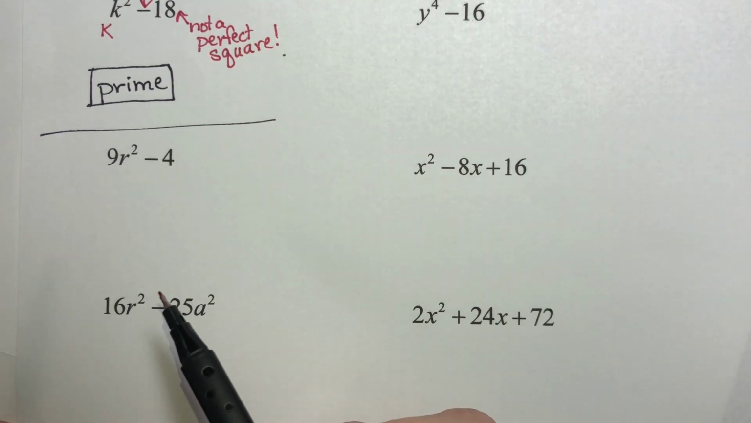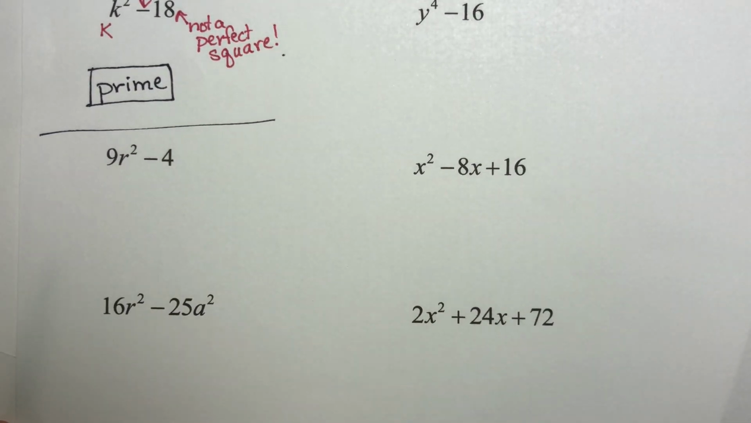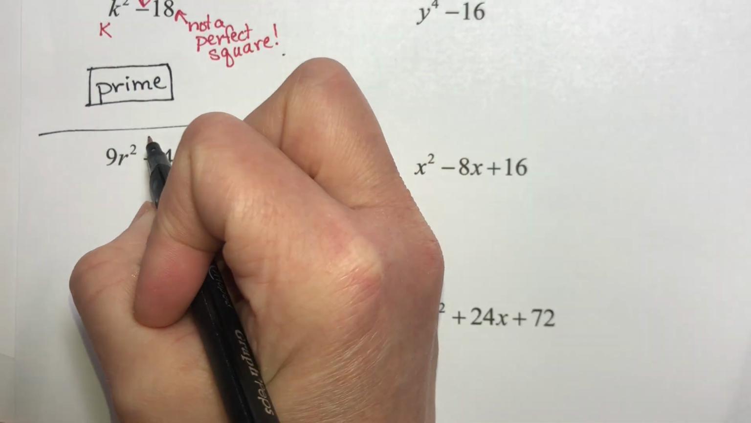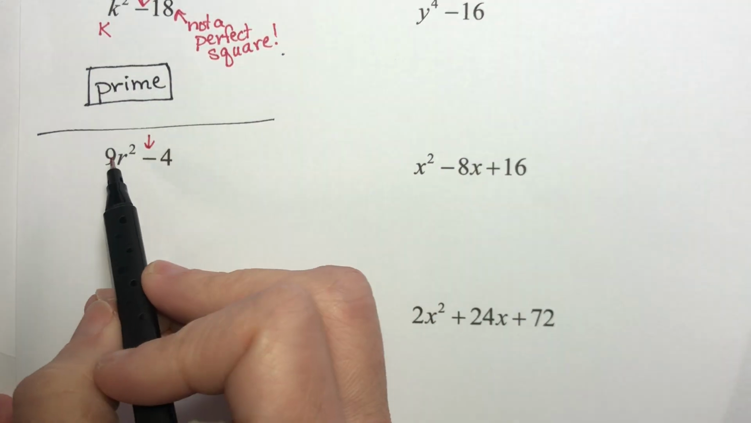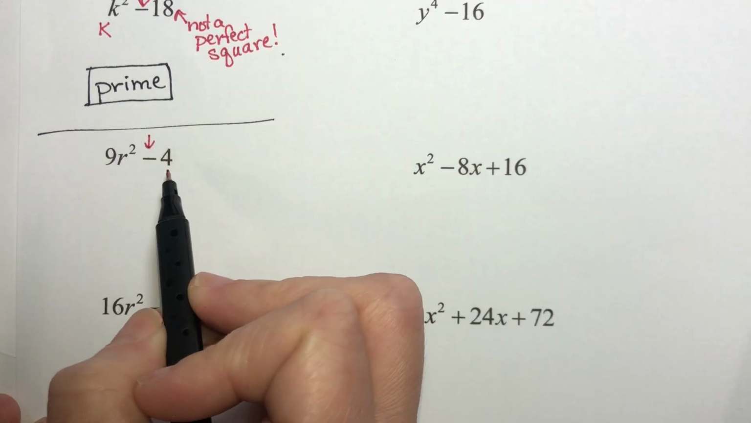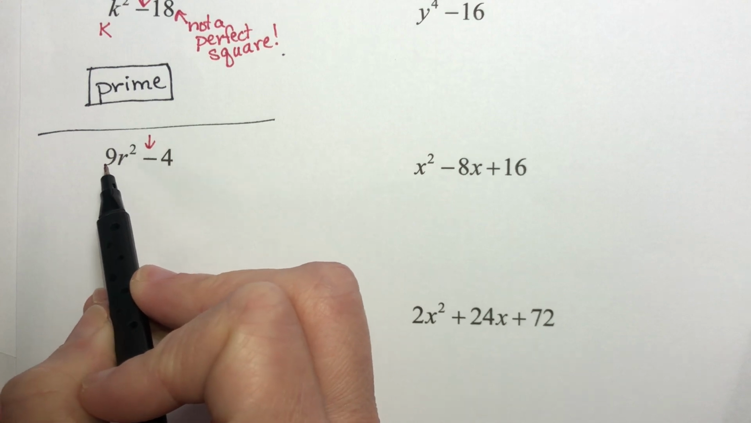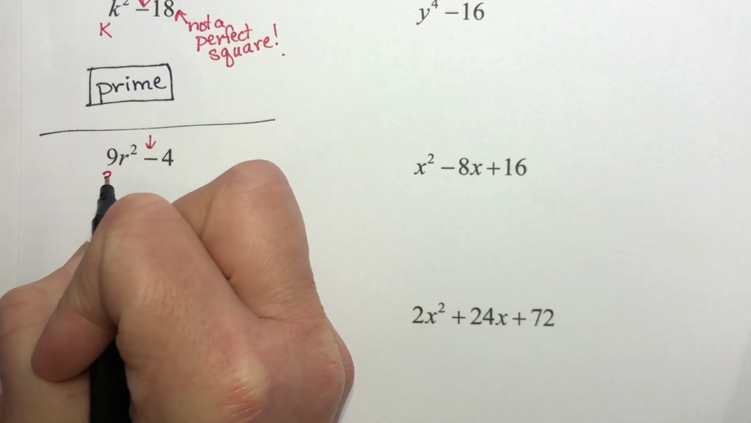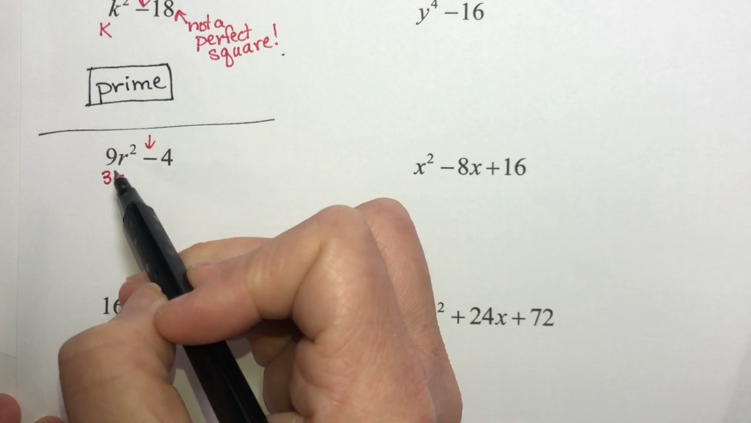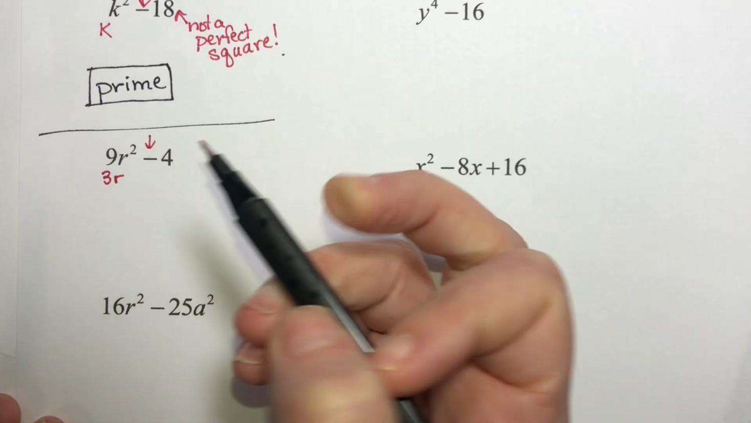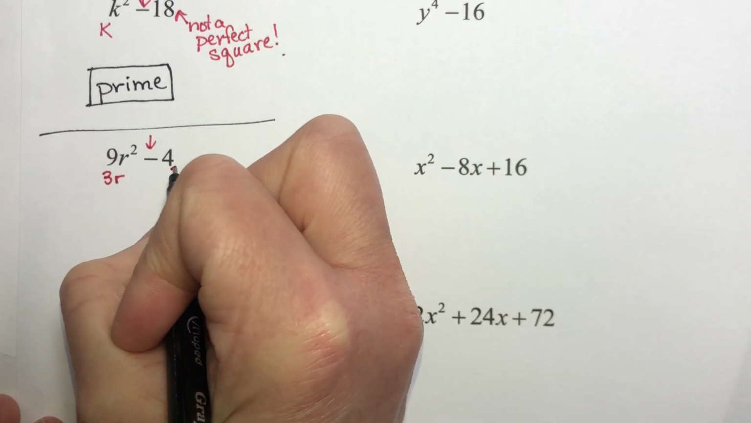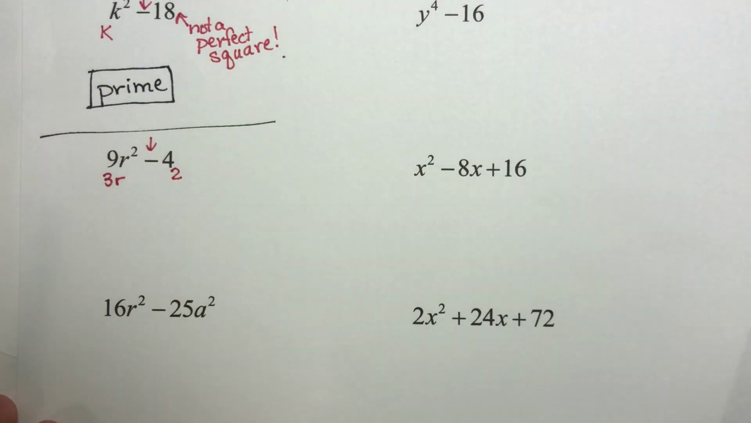We have 2 terms, so that means we are looking for a difference of squares. First, we check the sign in the middle. It is a minus sign, which means it's a possibility. Now ask yourselves if you have perfect squares on the ends. Well, 9 is a perfect square. Its square root is 3 and an r. 3 squared is 9, r squared is r squared. 4 is also a perfect square. Its square root is 2.